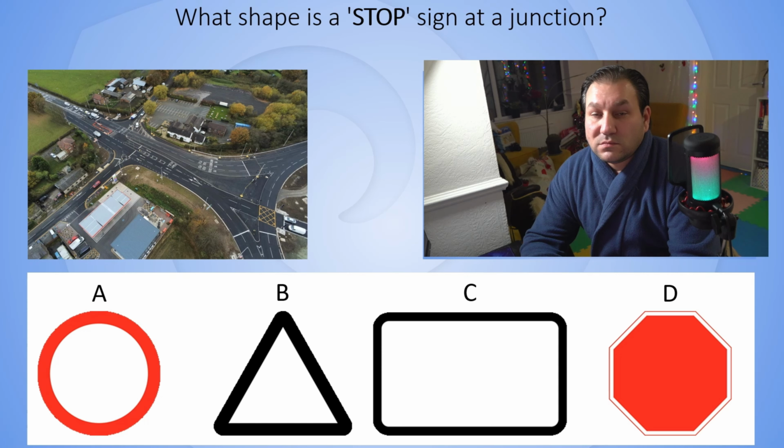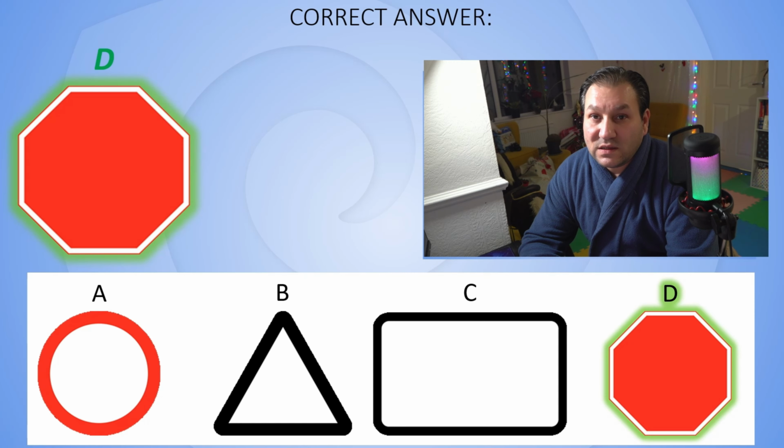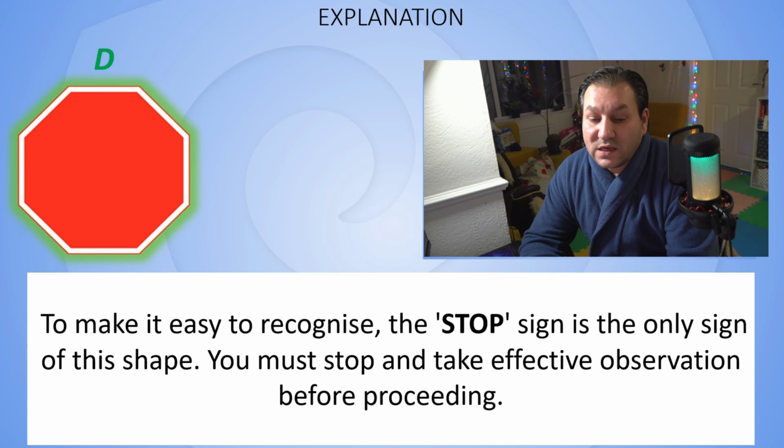A. B. C. Or D? The correct answer is D. Explanation. To make it easy to recognize, the stop sign is the only sign of this shape. You must stop and take effective observation before proceeding.